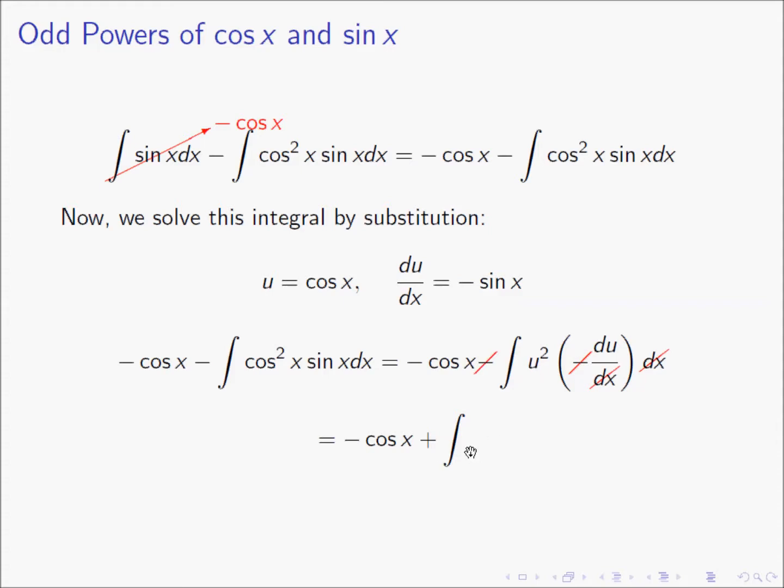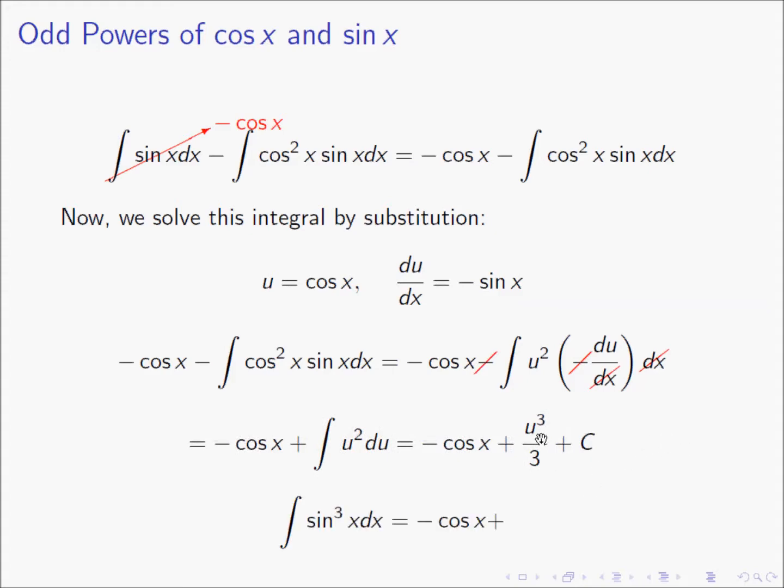And we have the integral of u squared du. And this is easy to solve. This equals u cubed over 3 plus c. And the only thing left is to substitute back u by the variable, that is cosine of x. So we have our answer here.